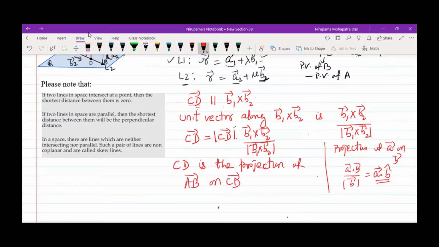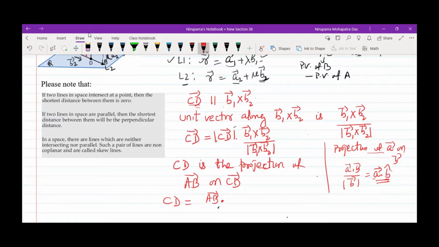So it means CD is the projection length, I mean, the magnitude of the projection vector. So CD equal to what? Just like here, AB on CD. So it means AB vector multiplied by what? Unit vector along. Here, the projection of A on B is A vector into the unit vector along B. So CD is the projection of AB on the CD vector.